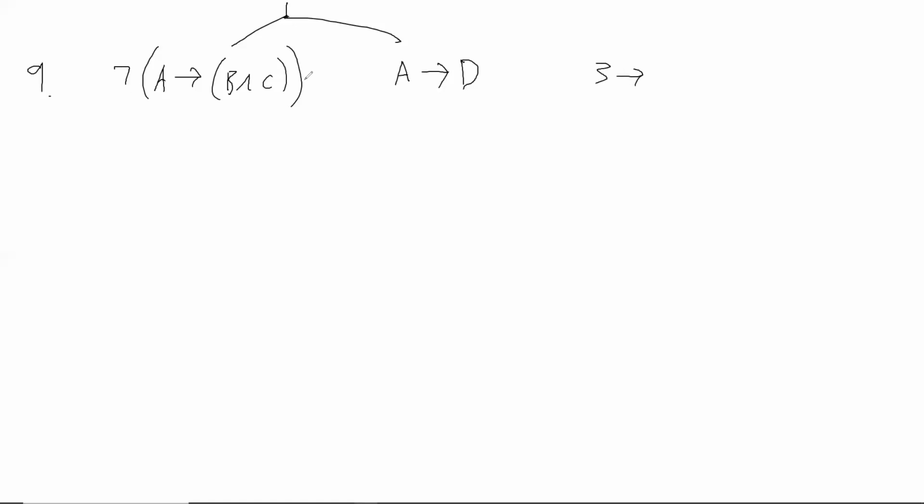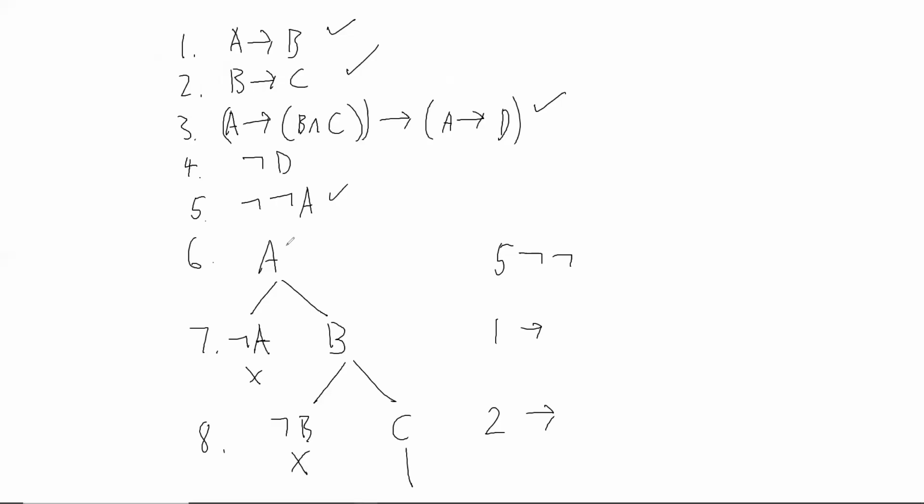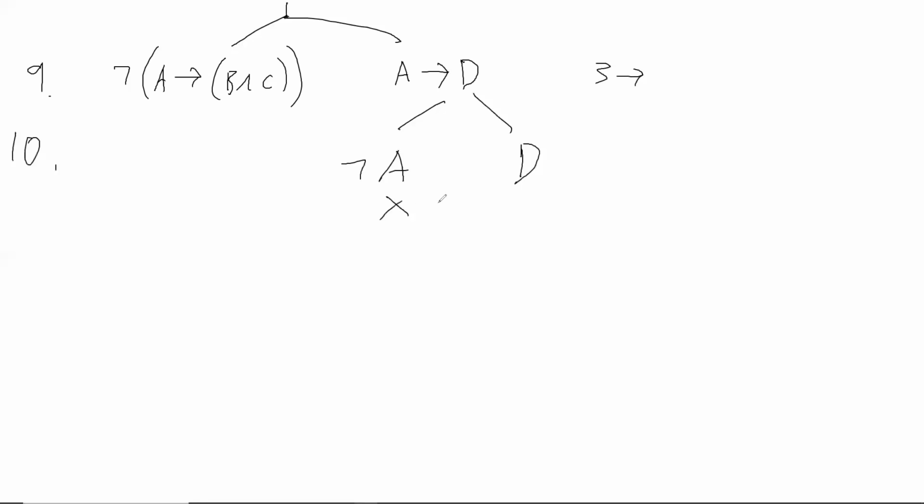Okay, so now we can just keep branching each of these. Well, sorry. This branches, we get not A and D. Check to see if those close. Well, we have A here, and we have not D here. And so that means that these both close. So moving this down, this does not branch.